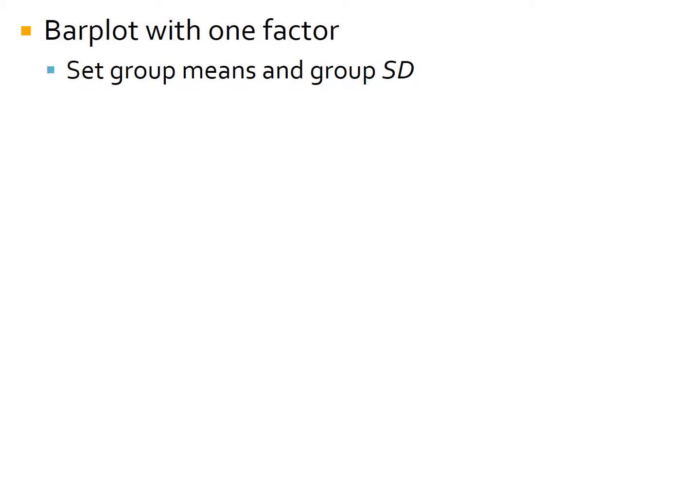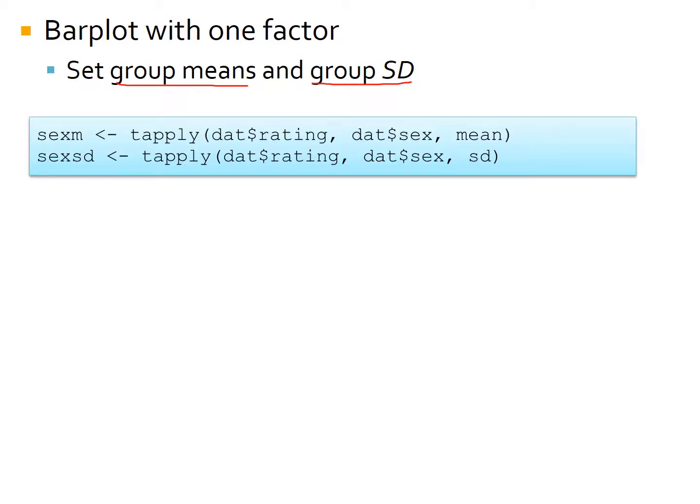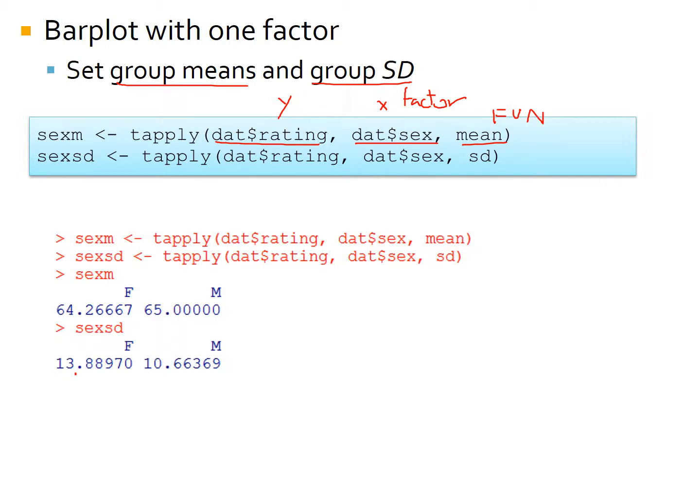Okay, so bar plot with one factor. First, I would like to find the mean of each sex and the SD of each sex. I need the SD to create the error bar. The group means, the means of each sex, provide the height of each bar. So I use the tapply function, and first you put the variable over here. You put the x variable or a factor in factor form over here, and then you put the function that you wish. It will provide you the mean of each sex and standard deviation of each sex.